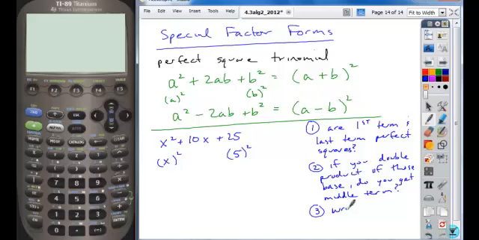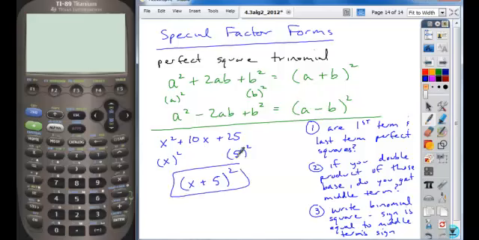If yes, then you can write your binomial square. Okay, so the binomial square is just 2 terms squared. The terms are x and 5, and then the sign that you use is equal to whatever the middle term's sign is. Okay, so this middle term has a sign of plus, and so x squared plus 10x plus 25 can be factored into x plus 5 quantity squared.